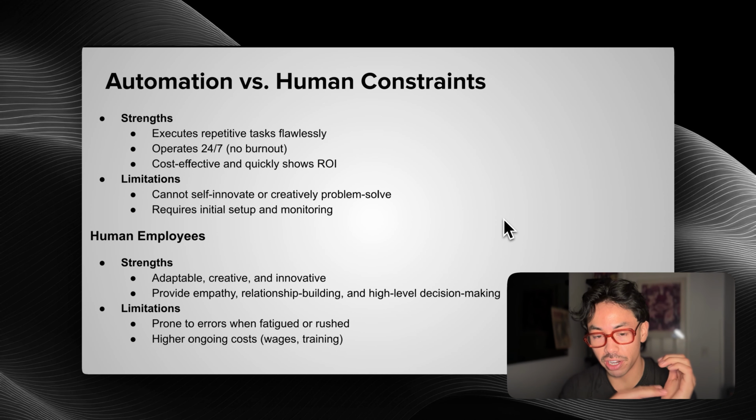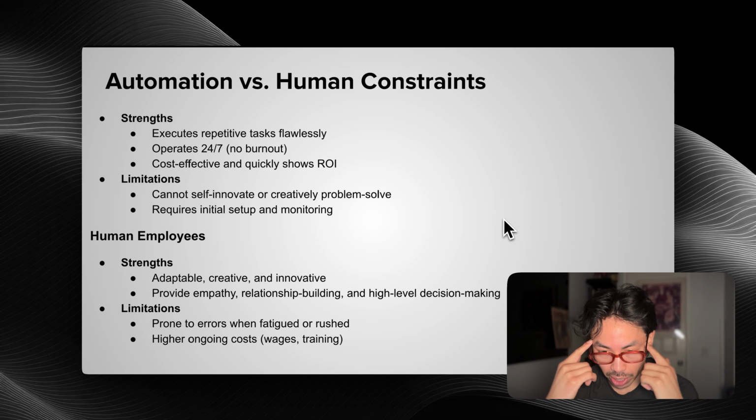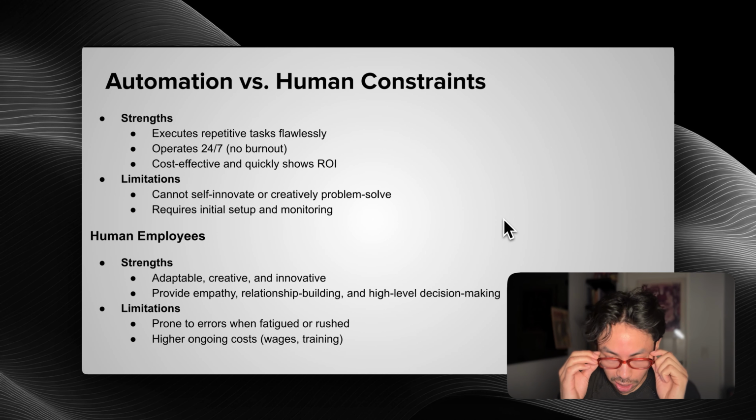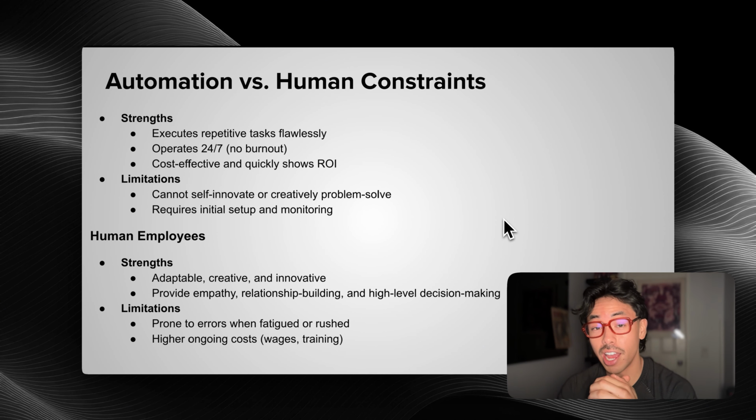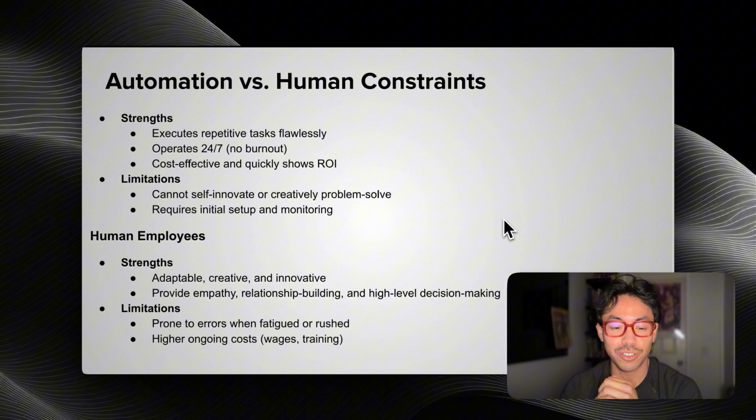Well, we are adaptable, creative, and innovative. We can also provide empathy and build relationships, and we have a bit of a higher level of decision making. With AI, do we really? I don't know. Who knows? But anyway, our limitations: we are prone to errors, especially when fatigued or rushed or when emotions come into play at times. And we also cost a lot more money. As employees, hiring a person costs more than having a monthly subscription to make.com and a few APIs.